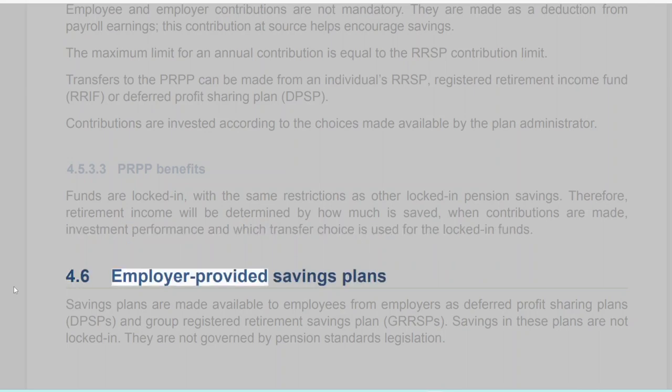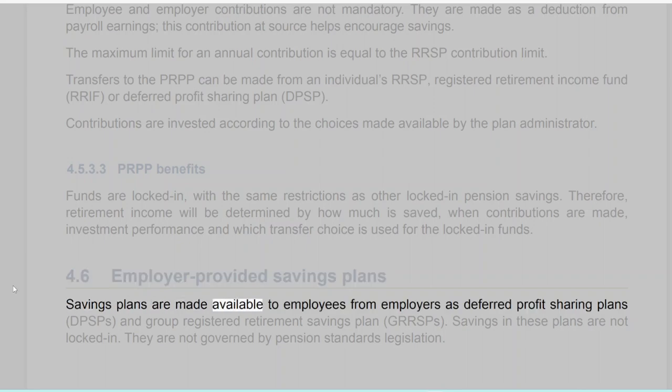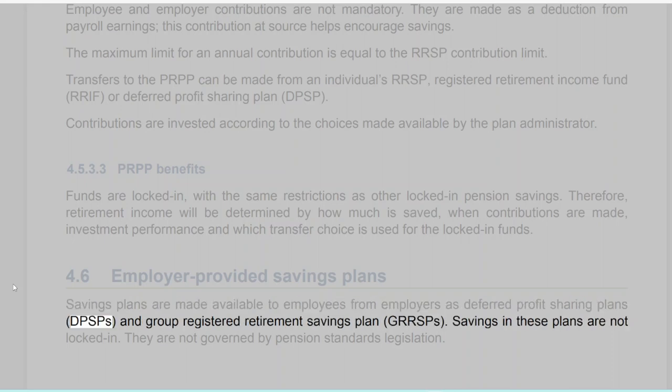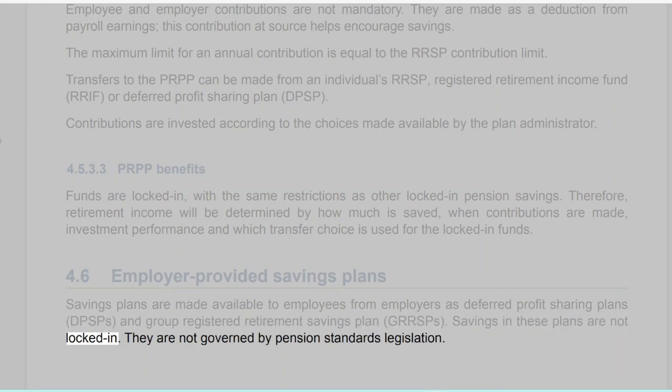4.6 Employer-provided savings plans. Savings plans are made available to employees from employers as deferred profit-sharing plans, DPSPs, and group registered retirement savings plans, GRRSPs. Savings in these plans are not locked in. They are not governed by pension standards legislation.